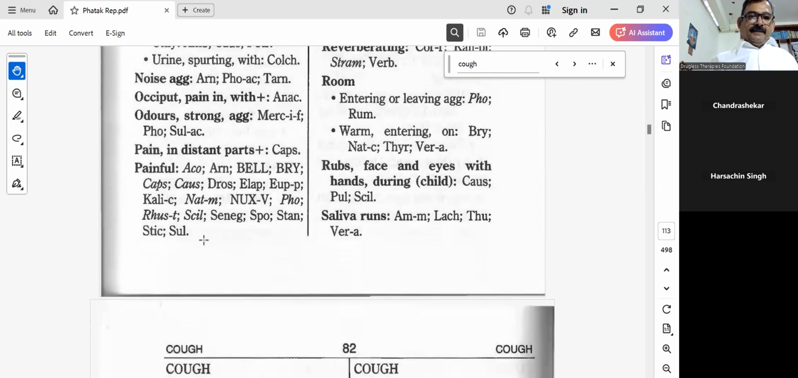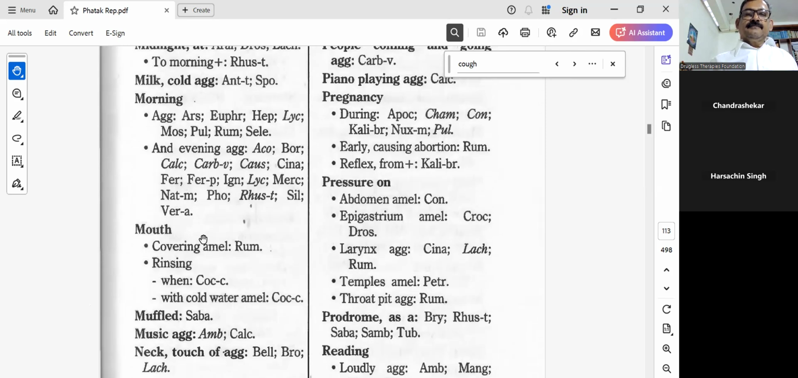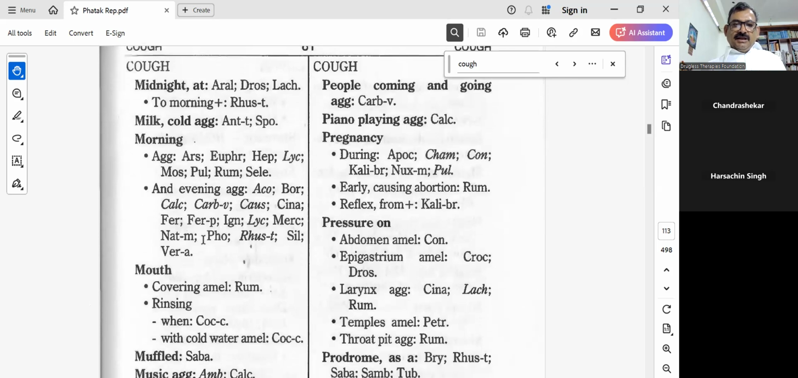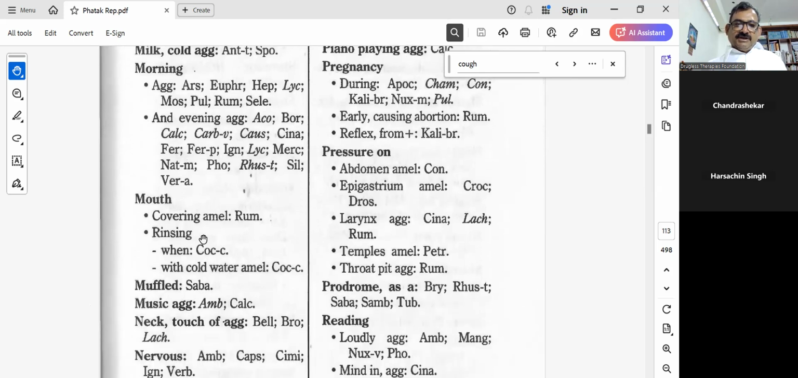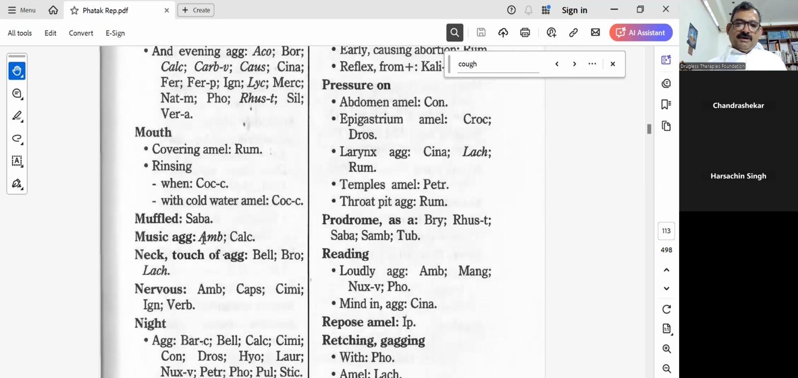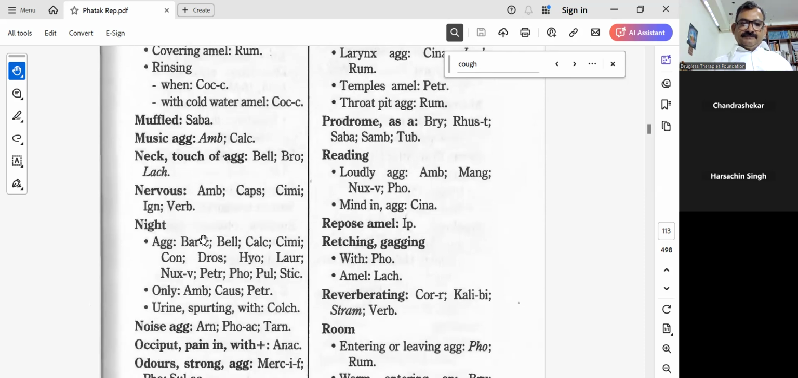So likewise, we already saw painful, pregnancy during, early causing abortion, pressure on abdomen amelioration, epigastric amelioration, pressure on like that, lower abdomen. If you put a pressure, press on the lower abdomen, if they are better.